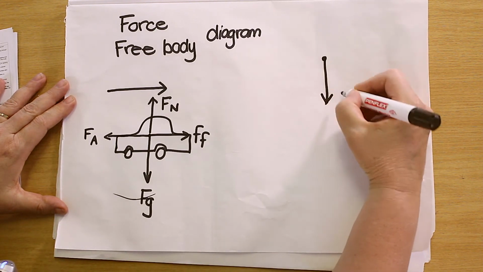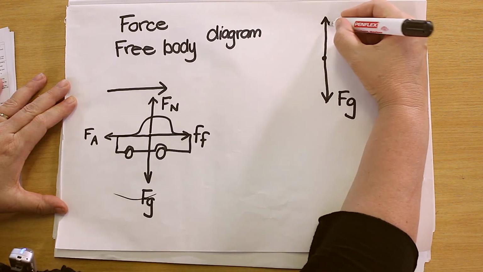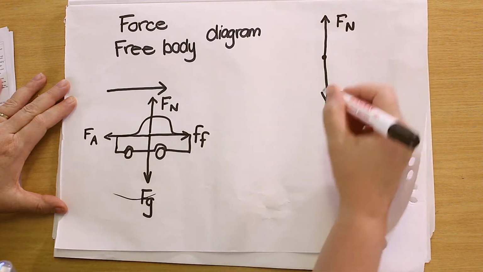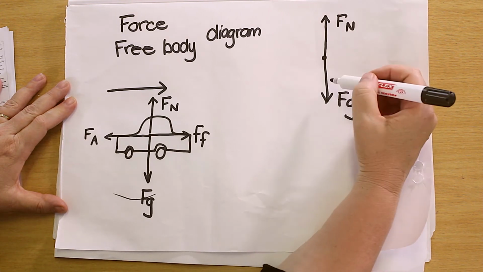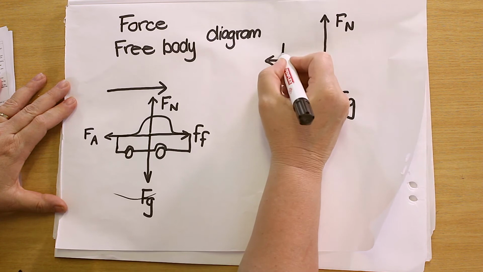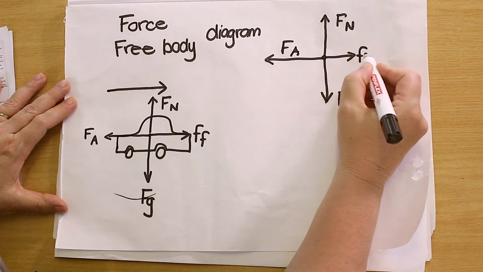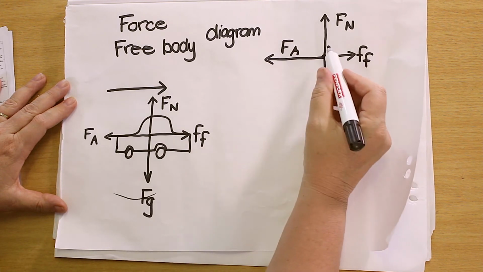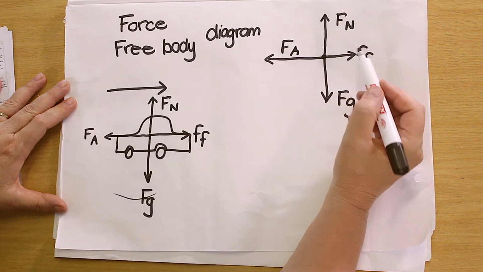It means my gravitational force will be going down, my normal force will be going up. Look at the length of these two vectors. If the two forces are equal, draw the length of these forces so that they are equal. Let's assume that this car is accelerating. It means that my applied force will be much bigger than my frictional force. And when you draw the arrows, indicate that your applied force is bigger than your frictional force.